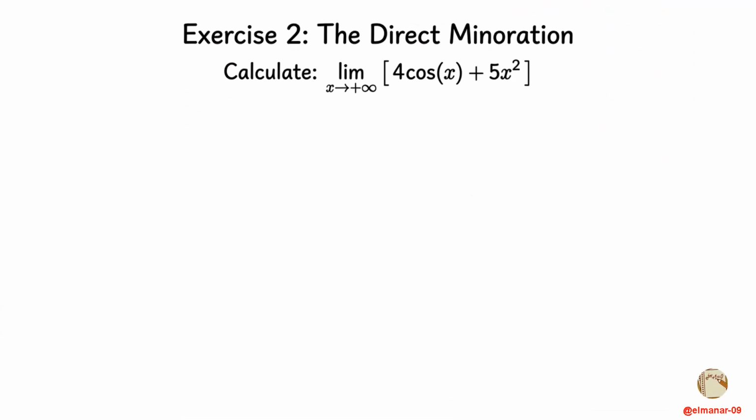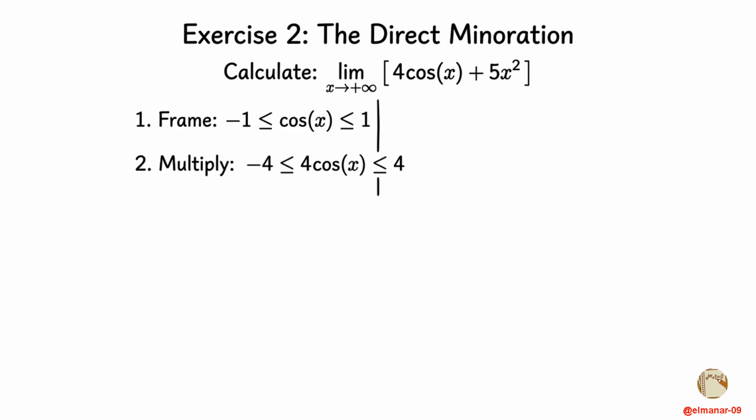Let's try exercise 2, the direct minoration. We want the limit of 4 cosine x plus 5x squared. Again, we follow our 4 steps. 1. Frame. Start with -1 is less than or equal to cosine x, which is less than or equal to 1. 2. Multiply. Multiply by 4 to get -4 is less than or equal to 4 cosine x, which is less than or equal to 4.